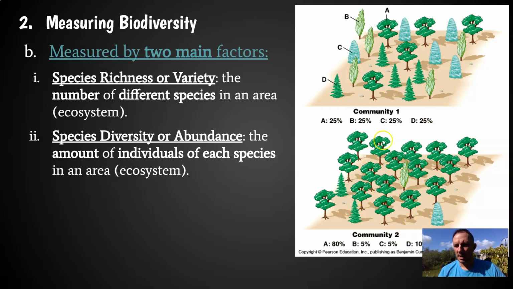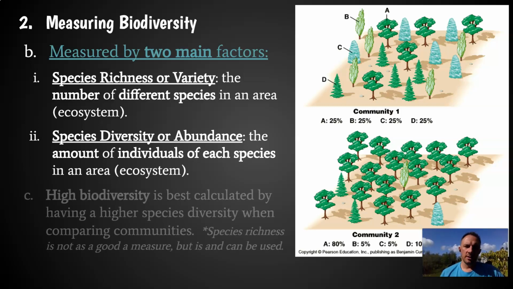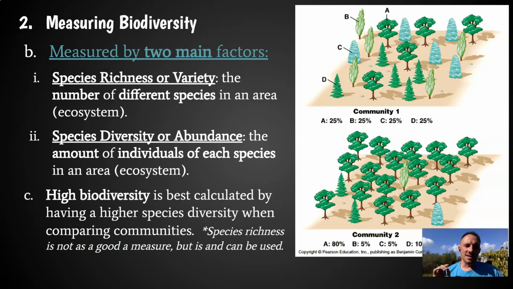Species A dominates. It makes up 80% of the population, right? And then B and C are only 5%, and D is only 10% right here. So much lower overall species diversity or abundance in community 2 than in community 1. So which one is more biodiverse, right? High biodiversity is best calculated by having a higher species diversity or abundance when comparing different communities.